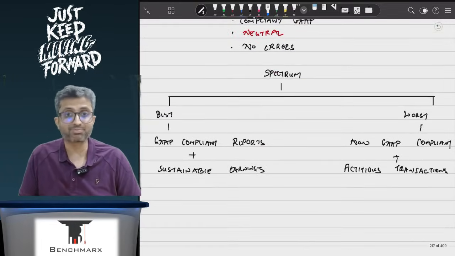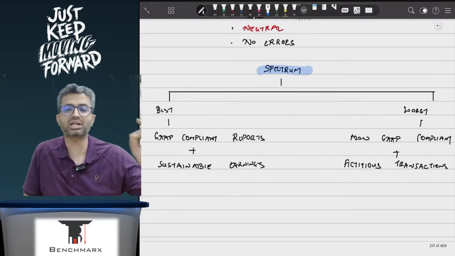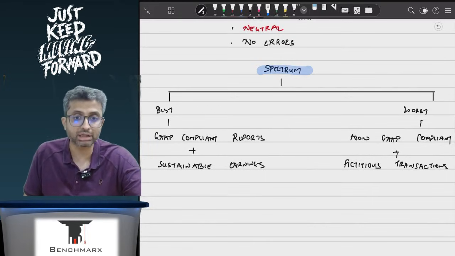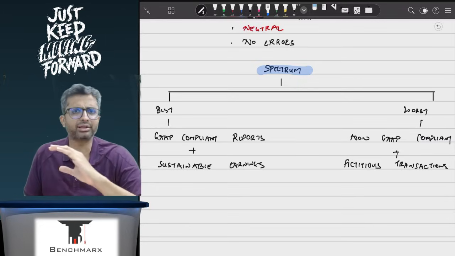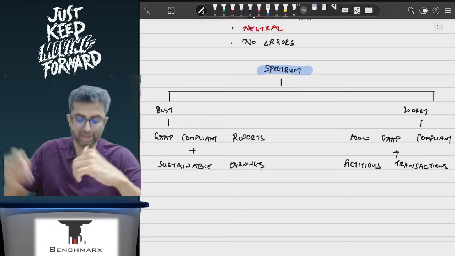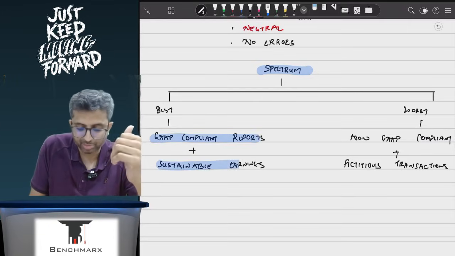So if you look at the spectrum, that means the best type of companies will have the best financial reporting quality. So that is proper compliance, everything done. And at the same time, they will have sustainable, that is growing earnings. So this is GAAP compliant reports plus sustainable earnings.